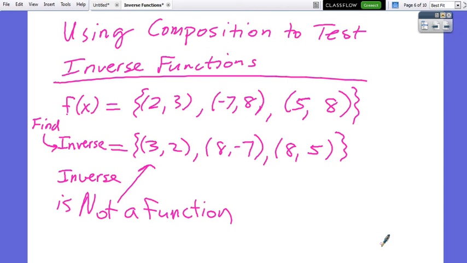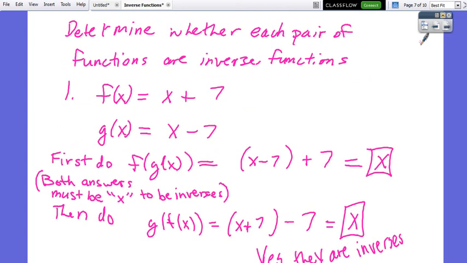Well, we can use composition of functions to determine whether or not two functions are inverses of one another. Not necessarily whether they are functions or not. We know they're functions, but we can test to see if they are inverse functions of one another. So here we have an example. It says determine whether each pair of functions are inverse functions.